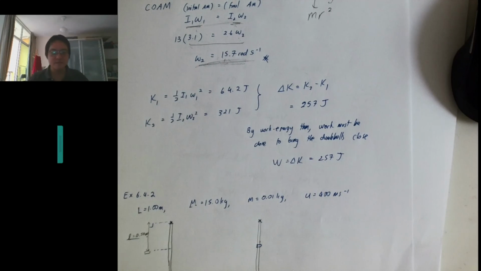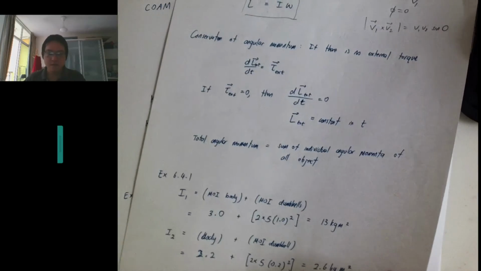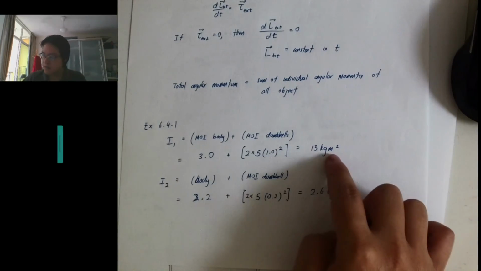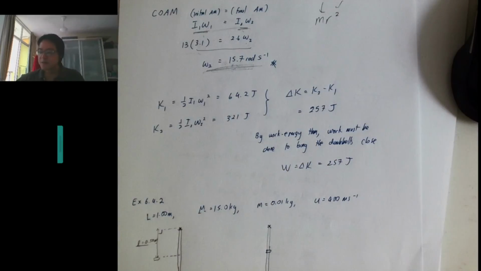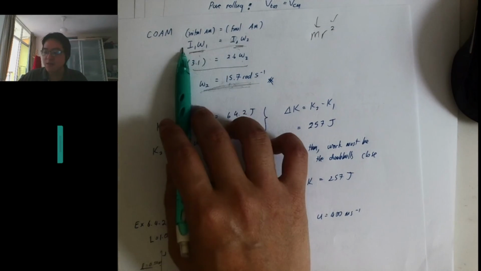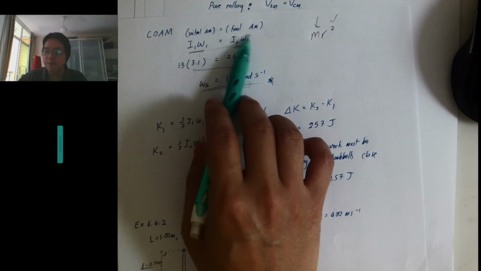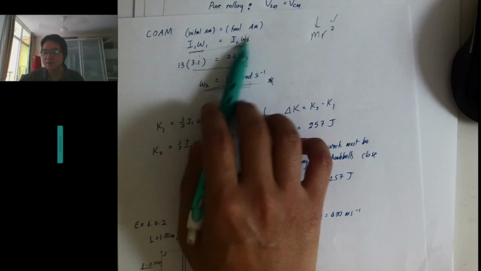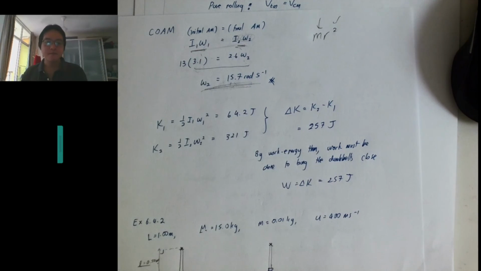Does that answer your question? I decreases, so this one is smaller, but to keep this equation the same, omega must increase to make sure this number is the same as this number. The person just rotates by himself, kind of.